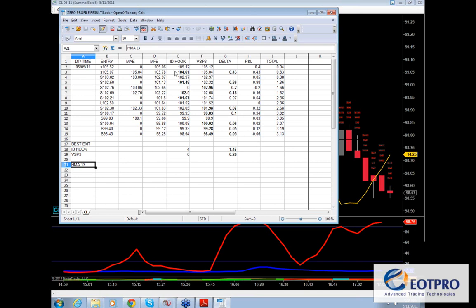That's the beautiful thing about the zero profile trade and the integrate, by using both the ID hook and the VSP3. That's very interesting. So basically, looking at the statistics on this day, what we're seeing with the volume splitter 3 is a much more scalpy exit. Yes.